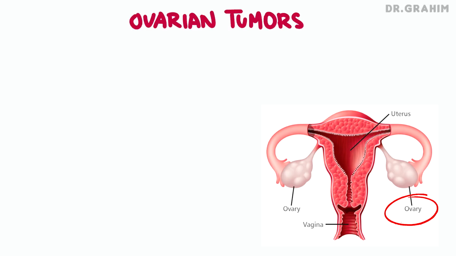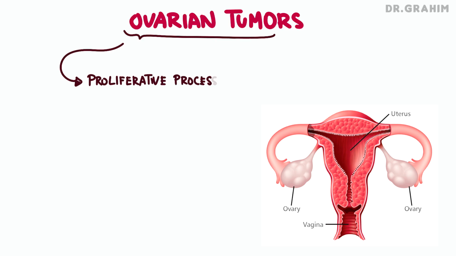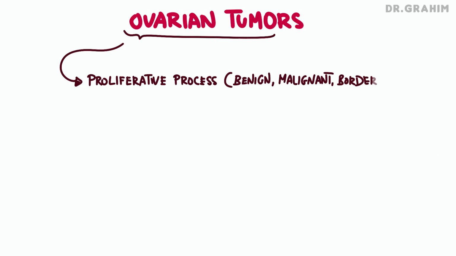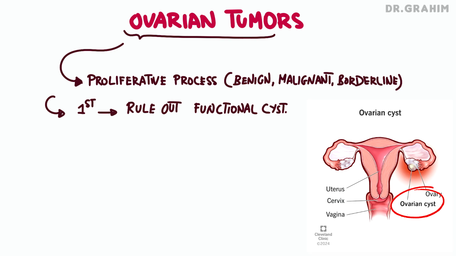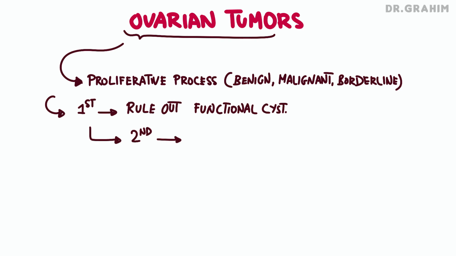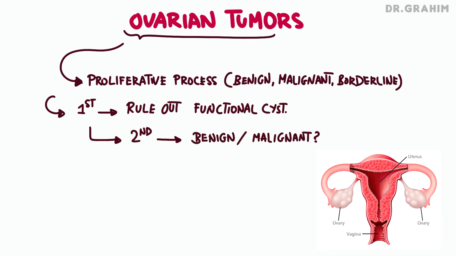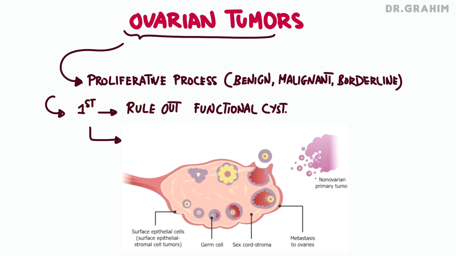Ovarian tumors represent a proliferative process that can be benign, malignant, or borderline that occur in the ovary tissue. The growth is not directly related to hormonal dysfunction, which sometimes makes them more difficult to diagnose. The diagnosis approach involves first ruling out the possibility of a functional cyst, and secondly, confirming whether the tumor is benign or malignant. The ovary is a mixed gland composed of both surface epithelium and germ cells. These characteristics explain the diversity of tumor types that can develop within it.